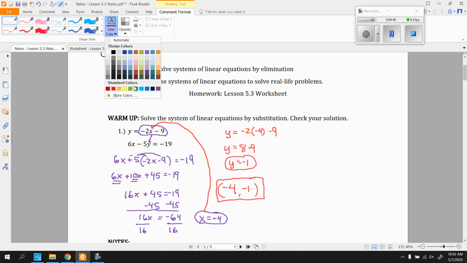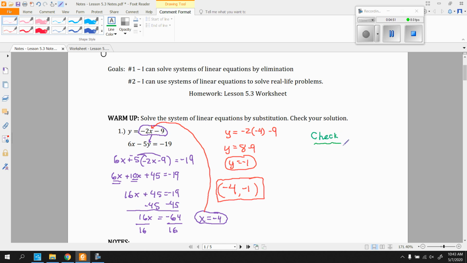I can write my answer here as far as I think that's the answer, negative 4 and negative 1. The last part is the check. And again, this is another step that's part of the homework. I want you to check. I'm not just doing it for fun here. It says it right here in the directions, check your solution.